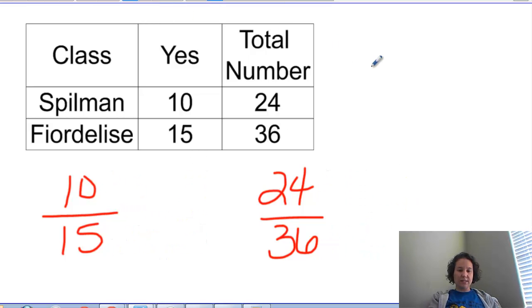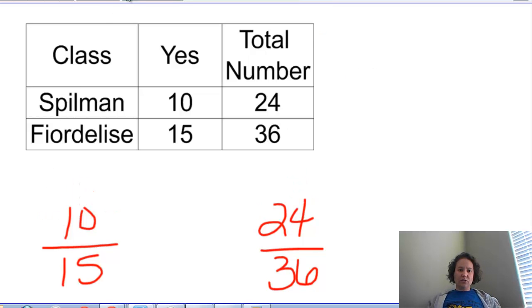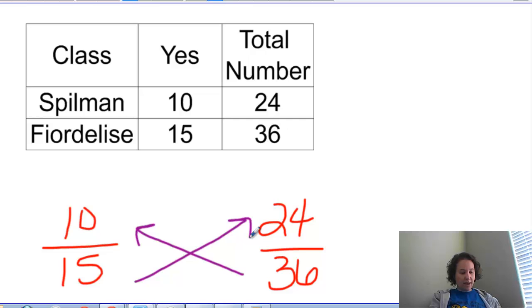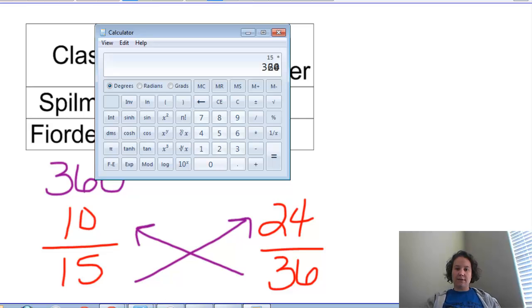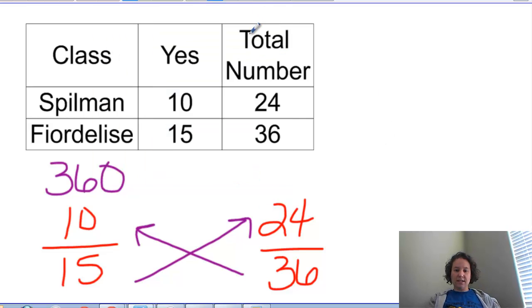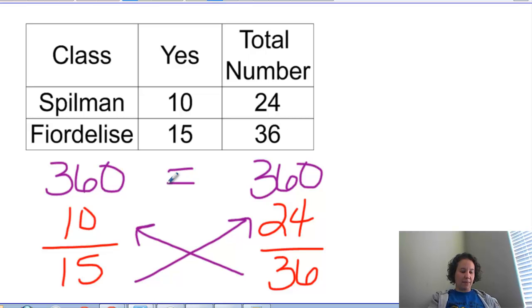And the last way we can do this is by cross multiplying. So I'm going to move these down a little bit. We can use cross products. We can find the cross products, and if those are equal, then we know that these will be equivalent ratios. So again, 10 times 36 I can do in my head. That's 360. I'm not able to multiply 15 times 24 in my head, or anyway, not easily, so I'm going to use my calculator. And I can see that that is also 360. I find my cross products are equal, and that means that my two ratios are equal, which means that we have a proportion.